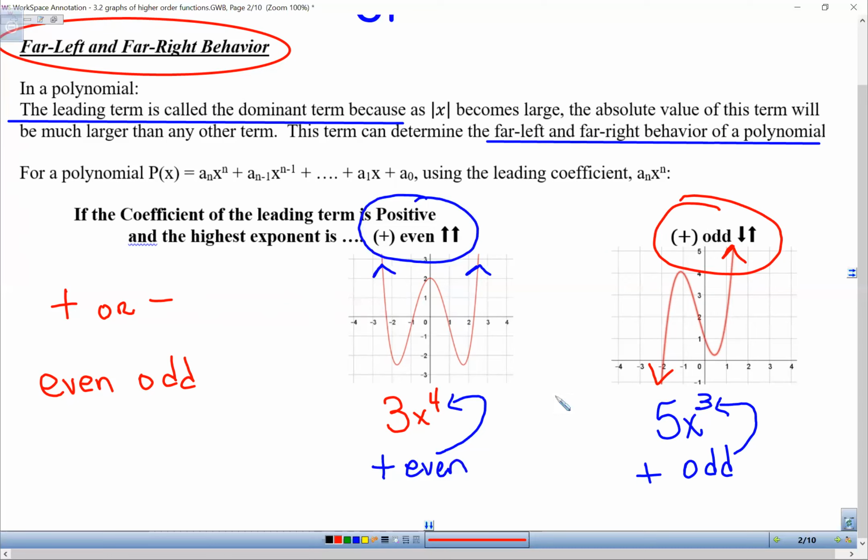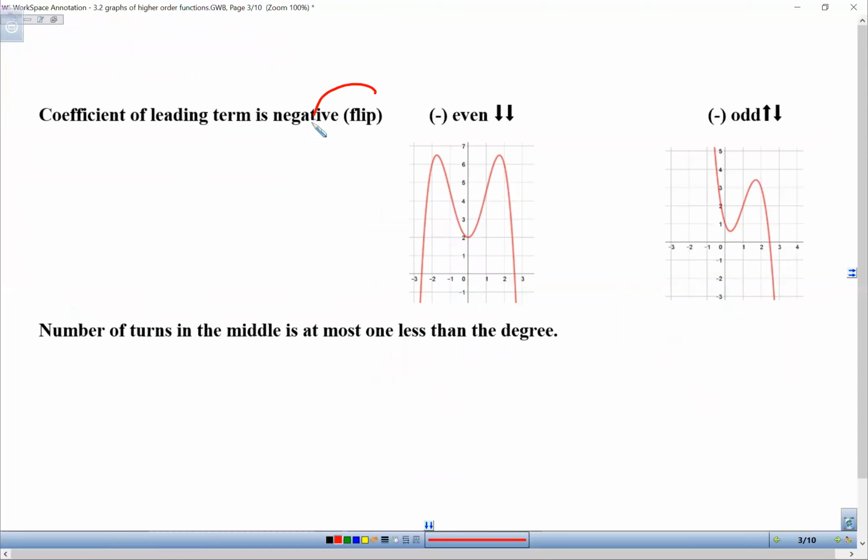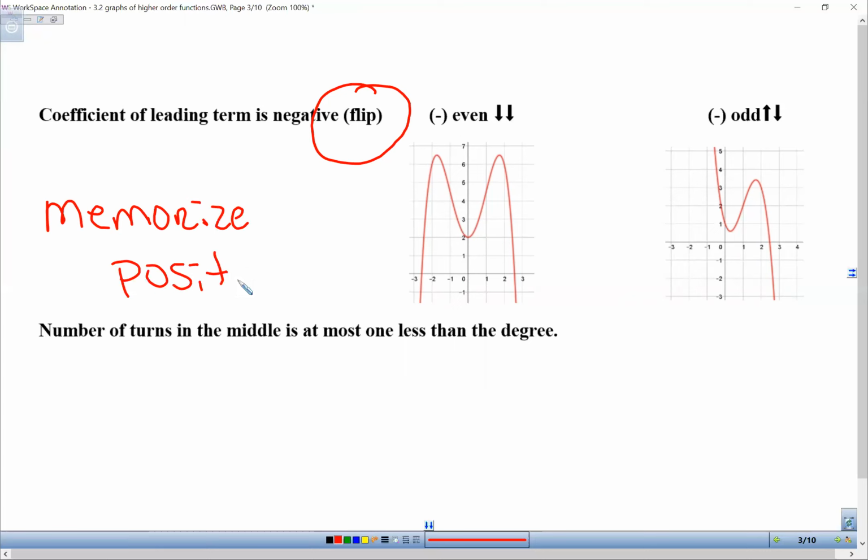So these are both when the term is positive. When the term is negative, it just flips over. So if the leading coefficient is negative, you flip your rule. So my suggestion to you is memorize the positive rules and then remember, when it's negative, you just flip them over.